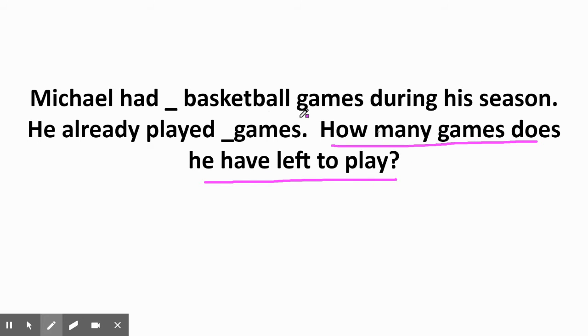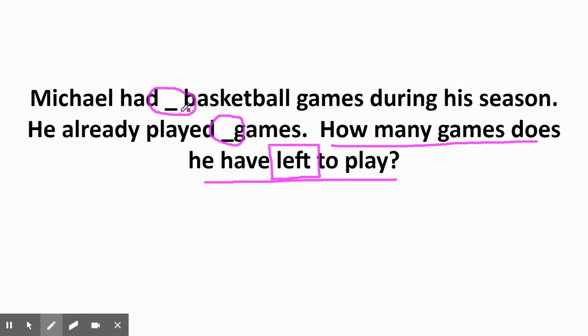So I'm worrying about games. So do I need this first number? Yes, I am going to need that total number. And he already played so many games, right? How many games does he have left to play? Well, the word left usually tells me something happened to them and there's some left. So usually that word, I'm going to box it because it's a good clue word that helps me know, well, some of the games, something's happened to those.